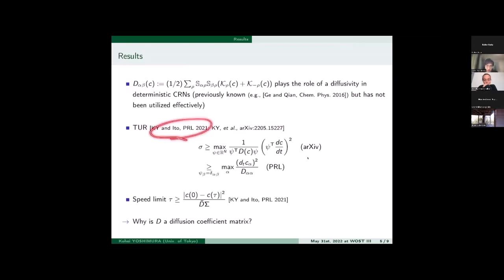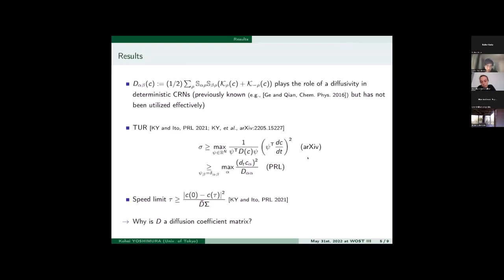In the original paper, we derived this inequality, which gives a lower bound for the entropy production rate by using a kind of flow and a kind of fluctuation. And this is refined like this in this preprint. We can also derive the speed limit, namely a lower bound for the time it takes, by using the L1 distance between the initial and final distributions of concentrations, the time average of the trace of the diffusion coefficient matrix, and the time-integrated entropy production.